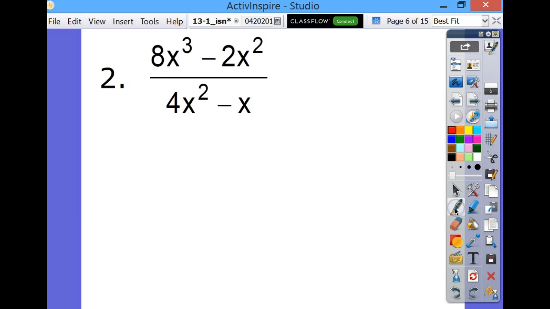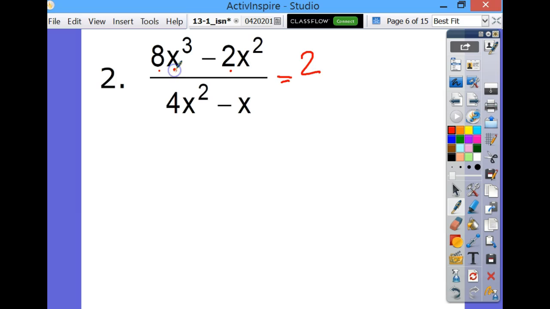Example number 2. Do we have some subtraction glue there? I can't cancel this x squared with that x squared, because of that subtraction glue. That's not allowed. What I have to do is factor.